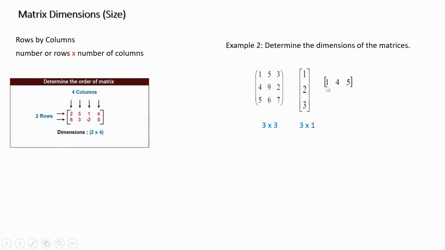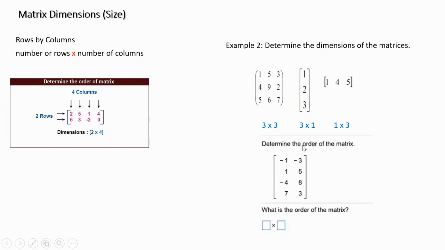The last example: how many rows are there? There's only 1 row. How many columns? 1, 2, 3. So this will be a 1 by 3. Okay. Determine the order of the matrix. How many rows here? We have 1, 2, 3, 4. So it's going to be a 4 by how many columns? 1, 2 columns. So it's a 4 by 2.